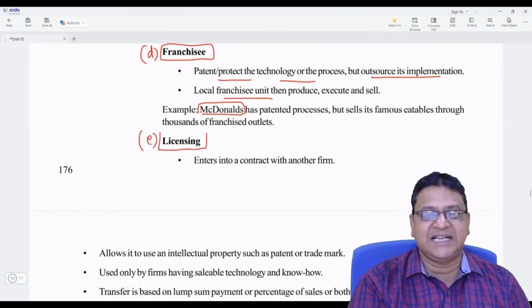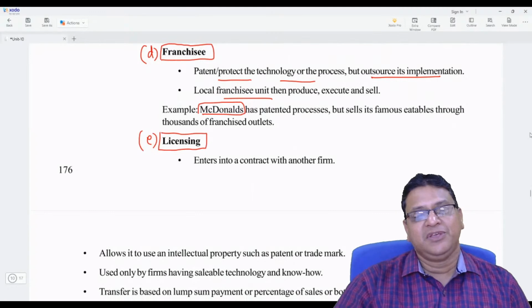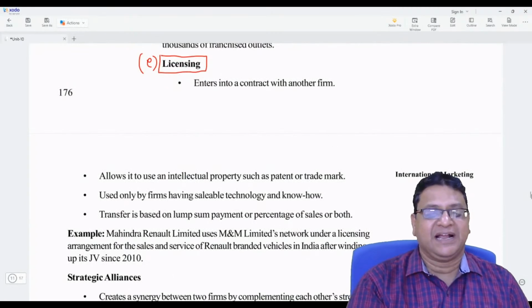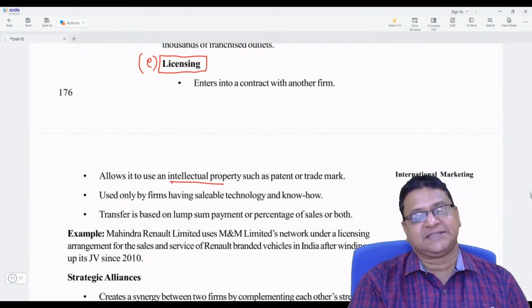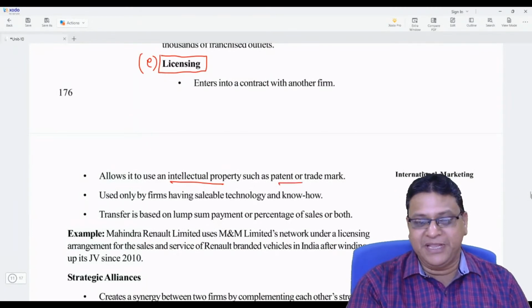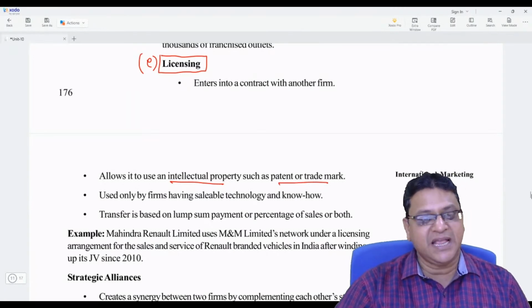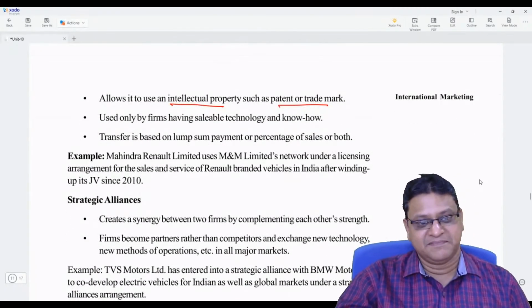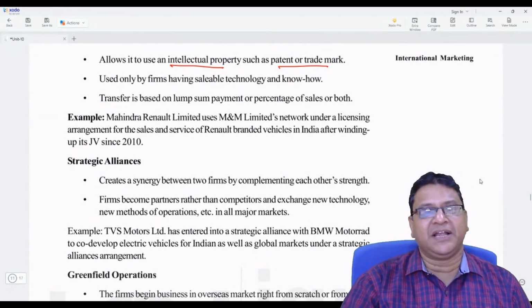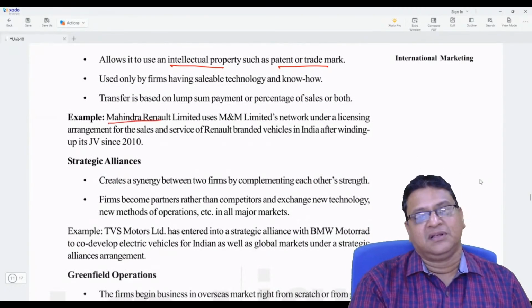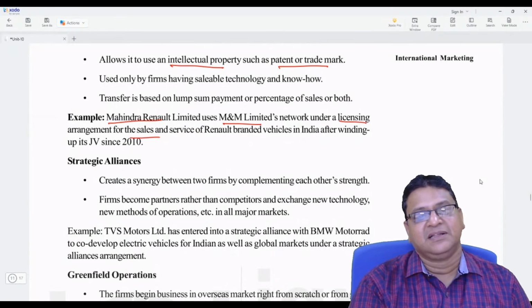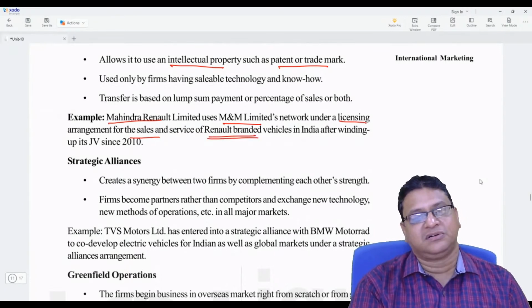It can be licensing model. What is licensing model? You enter into a contract, you give license to use your IPR. IPR means intellectual property rights. In exchange of some royalty, the IPR may be patent, trademark, copyright, GI, integrated circuit designs, trade secrets, anything. Example, Mahindra Renault, where Mahindra and Mahindra under a licensing agreement use the technology of Renault.